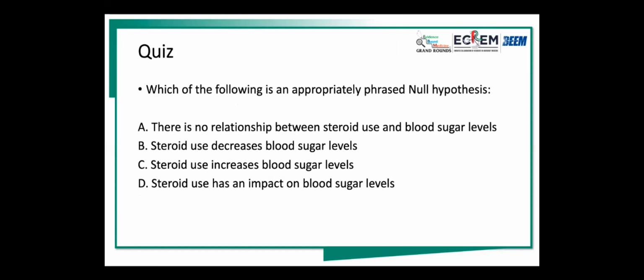So quiz question number 1. Which of the following is an appropriately phrased null hypothesis? A, there is no relationship between steroid use and blood sugar levels. Option B, steroid use decreases blood sugar levels. Option C, steroid use increases blood sugar levels. Or option D, steroid use has an impact on blood sugar levels. So that's the first question.